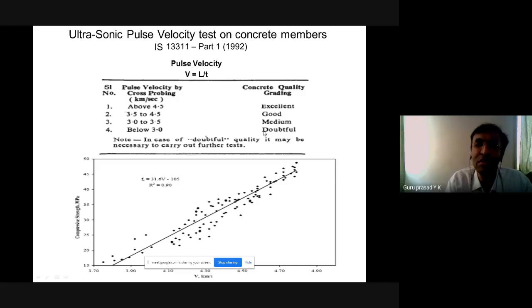So what happens when you get such a value? In such a case, you will have to go for further tests. What are the further tests? You may have to go for a core test. That is what it means. It's like you go to the hospital, they do all the tests.